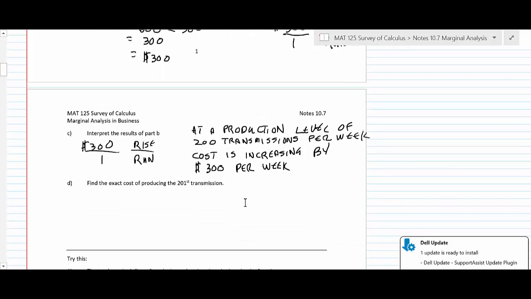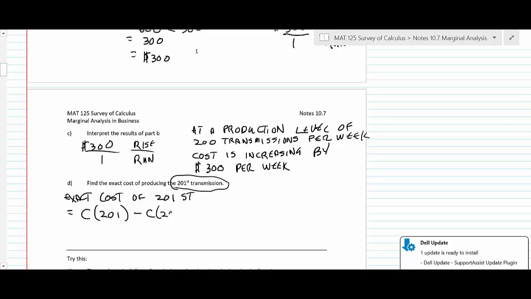Okay. Next thing we want to do is find the exact cost of the 201st transmission. So what you do is you do this. So the exact cost, and you want to make sure you know how to do this, of the 201st. Now what that's talking about is only the production of that one transmission, the 201st one. What it's going to be is C of 201, and then you got to subtract something. Minus C of 200. There you go. Does that make sense to everybody?